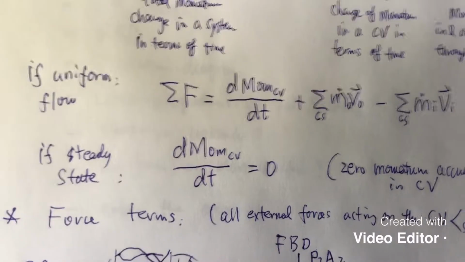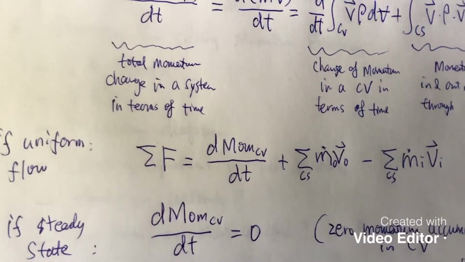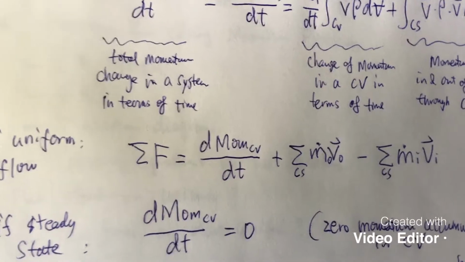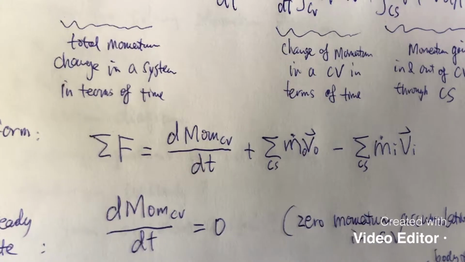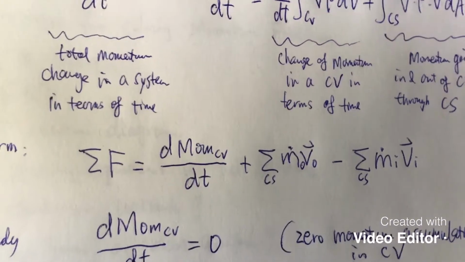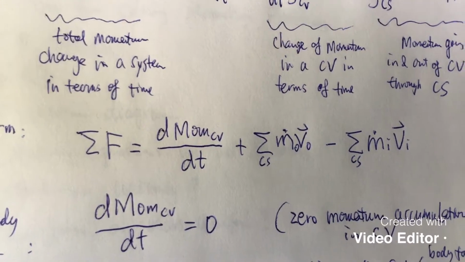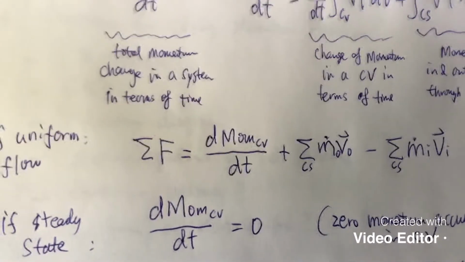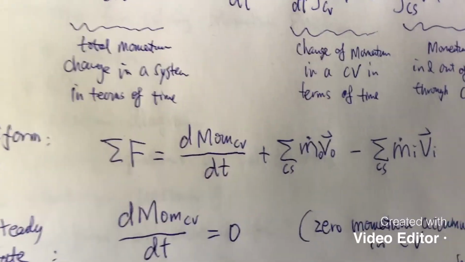So now you know that if it's uniform velocity plus steady state, then the summation of force just equals the second and third terms in this equation: the summation of force equals momentum out minus momentum in. So that's steady state. If it's uniform, it becomes simple.